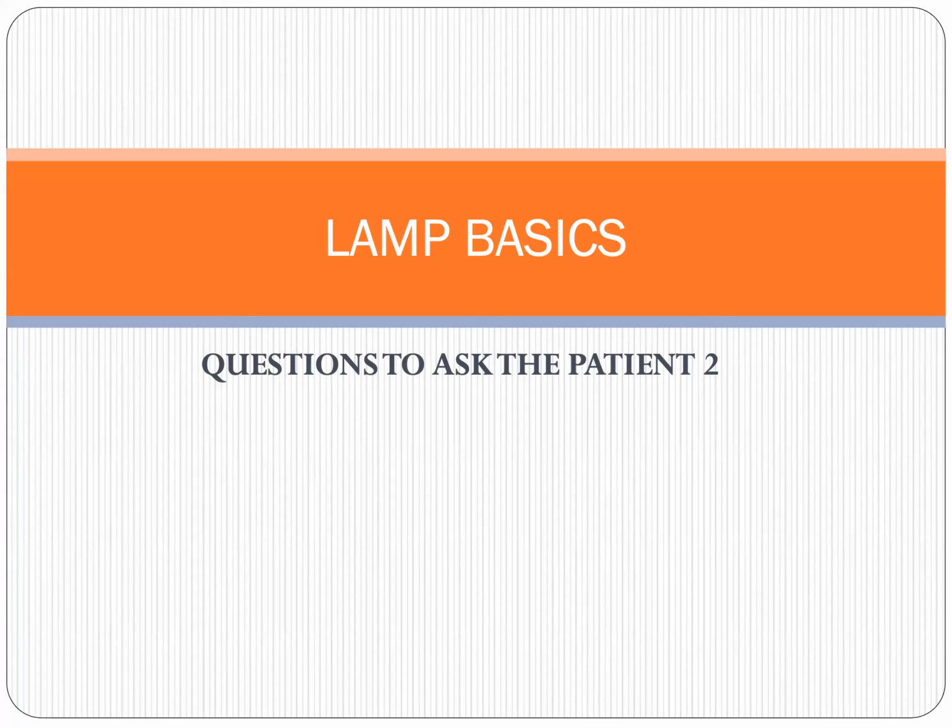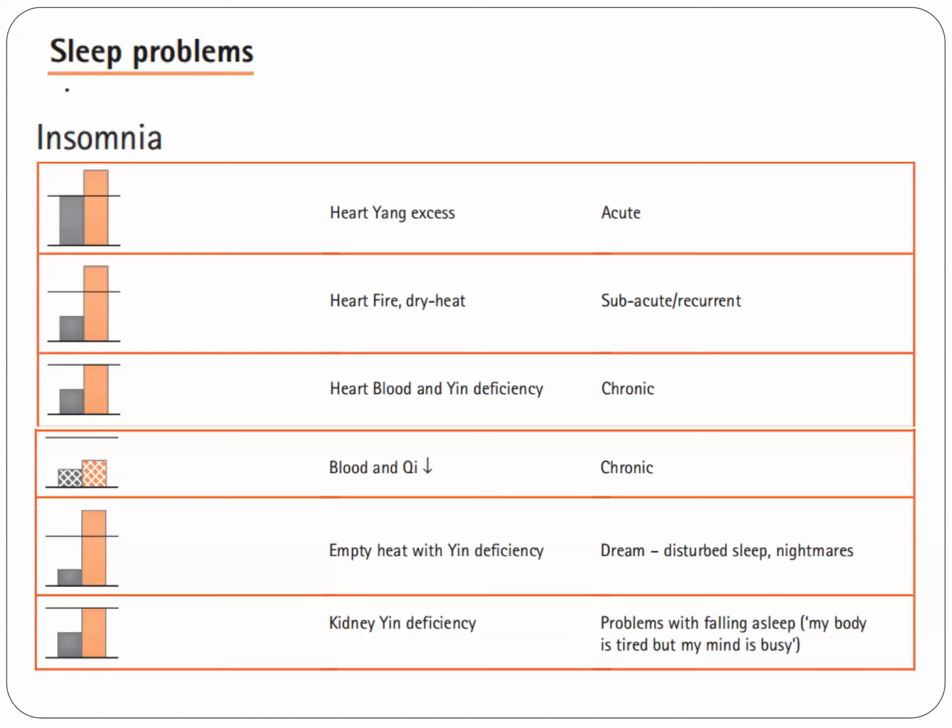We continue with lung basics, questions to ask the patient part 2. So, here sa sleep problems, ang patient natin merong insomnia. Kung observe natin yung tower diagram, excess po yung yang. So, heart yang excess, this one is acute. Ang second po is deficient yung yin, pero still excess yung yang. So, we have heart fire and dry heat.